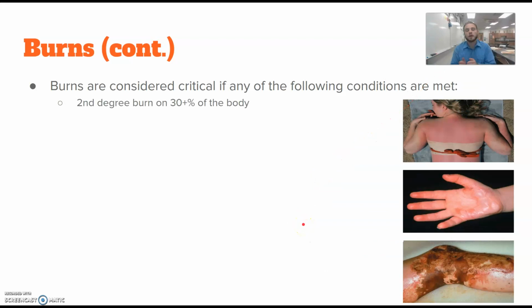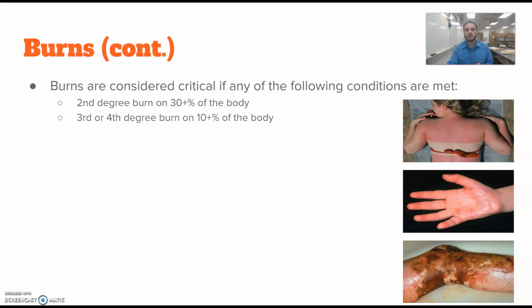So if you are a medical provider and you are trying to determine if a burn is critical, there are a couple of ways you can do that. First, if 30% of the body or more, based on the rule of nines, is covered in a second degree burn. So basically you're looking for blisters across at least 30% of the body. If you had blisters covering your entire legs, both right and left legs, that's approximately 36%. So that would be considered a critical burn, although it would meet some other criteria we'll see here.